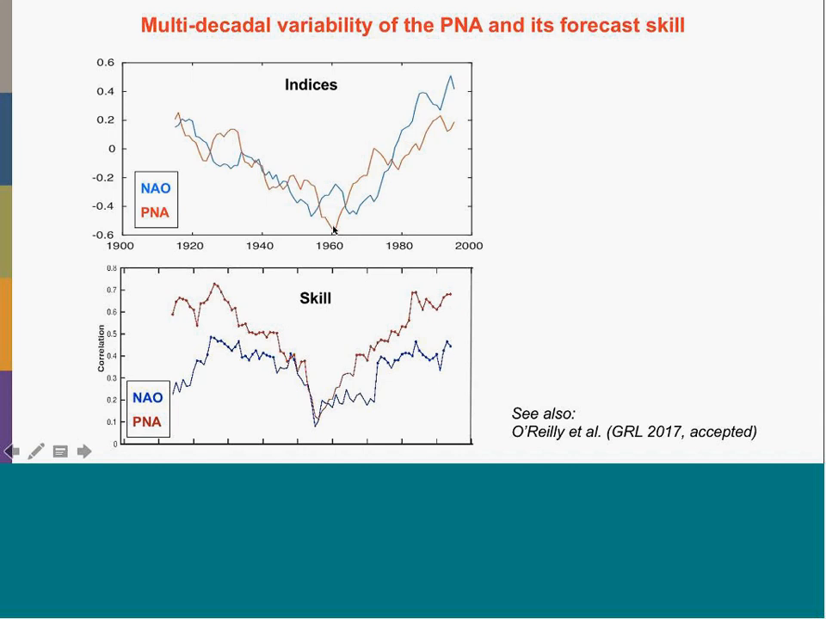The interesting thing is, if we look at the correlation skill in a very similar way as we did for the NAO, we see very similar behavior, just amplified, in the PNA as well, which is the red curve here. We see almost synchronized a drop in skill to basically zero from very high levels before and after. These are highly significant. I didn't put error bars, but they're much more significant than the NAO skill, which is intrinsically lower. And we're trying to understand the relationship between the behavior of the tropical forcings and the predictability for both the NAO and the PNA.